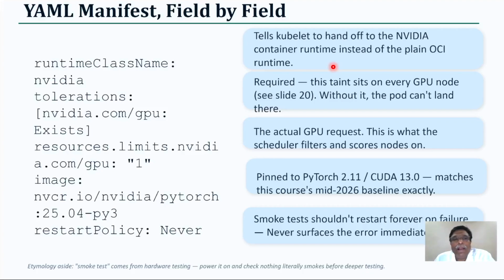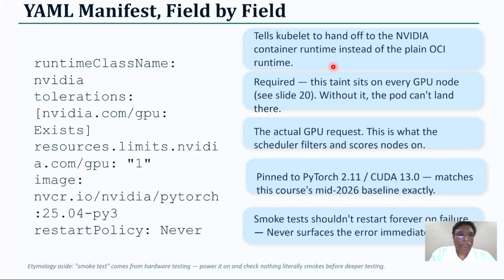And required means this taint sits on every GPU node. Without it, the pod can't land there. So we will see what does it mean. Okay, so up till this particular taint is there, which is required. Okay, that means nvidia.com/gpu should exist. Okay, so then the actual GPU request, this is what the scheduler filter does, or scheduler basically tries to find out and then scores the node on this, right?